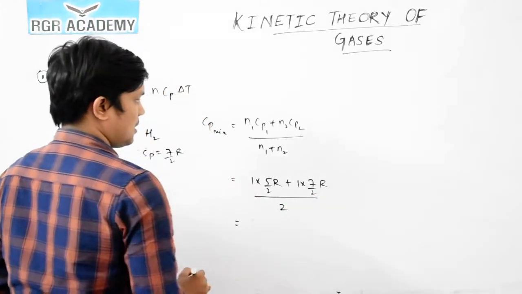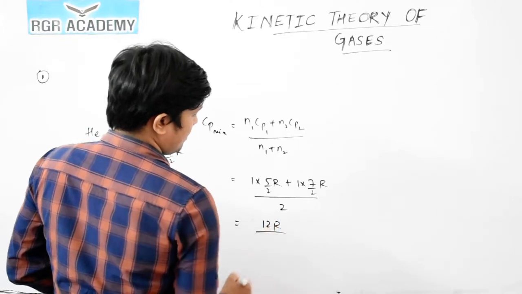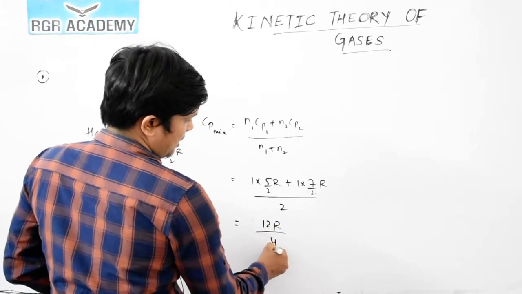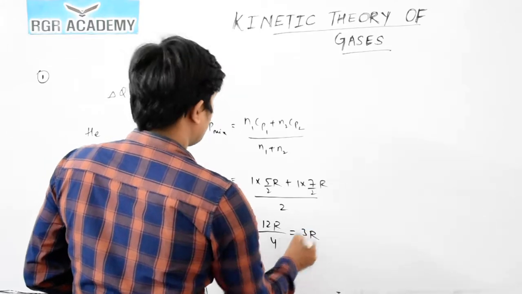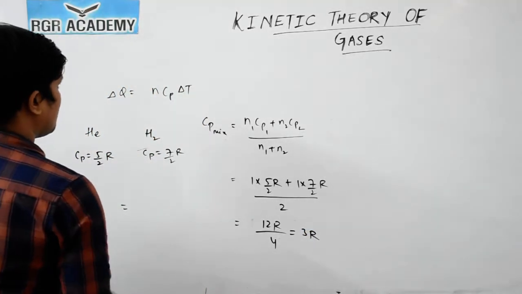Okay. So if you solve this, 12 R by 4 we will get, so it will be equal to 3 R. So Cp of mixture, how much are we getting? 3 R. Okay. So delta Q we can write as n Cp delta T.